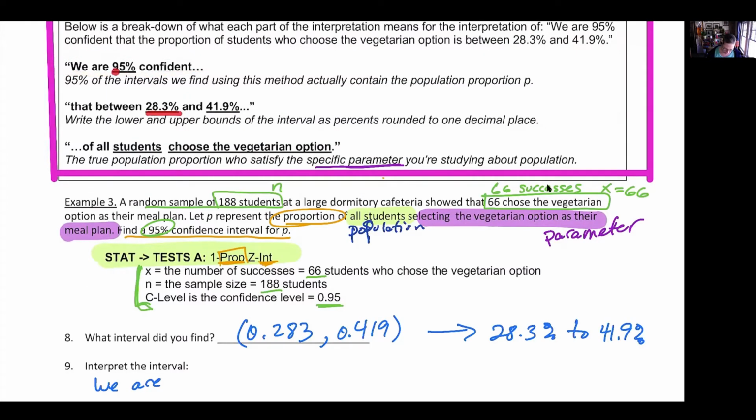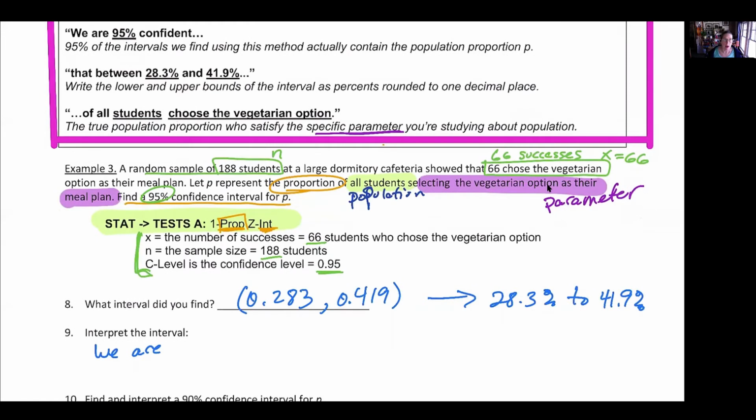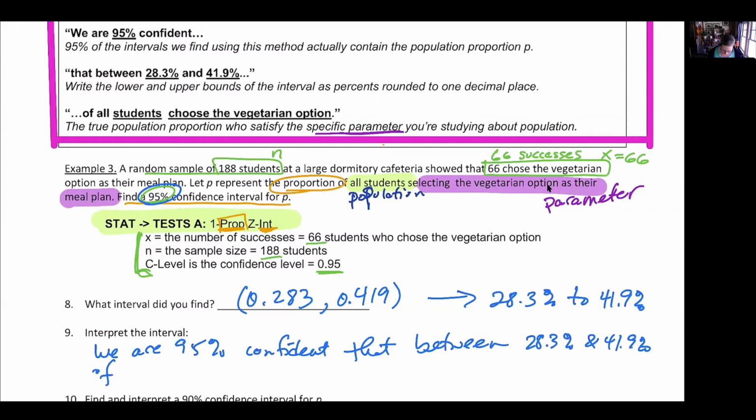Everything that's underlined here means it's going to change as your problem changes. Okay, so we're going to write, we are 95% confident that between 28.3% and 41.9% of who? College students do what? Select the vegetarian plan, or will select the vegetarian plan.